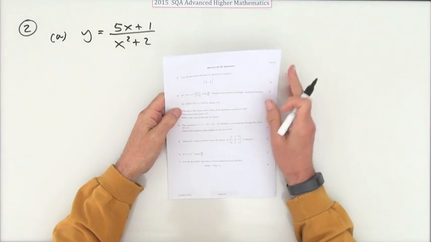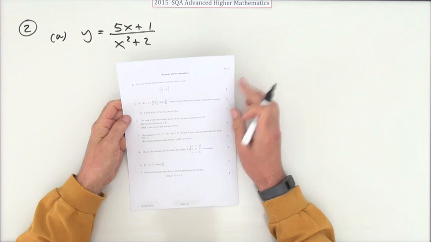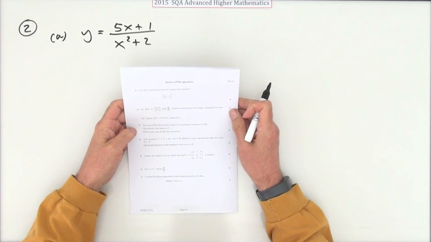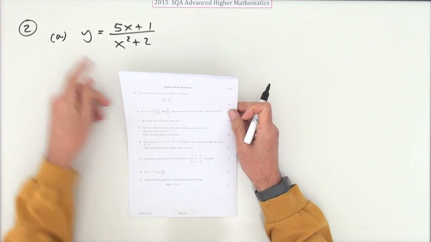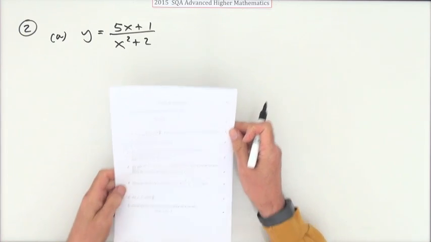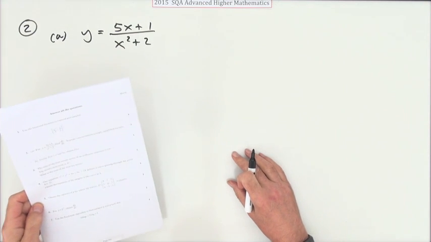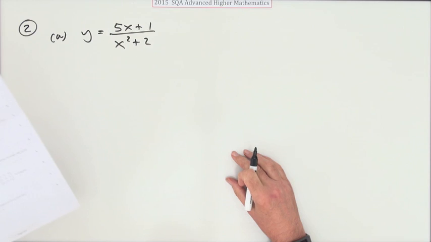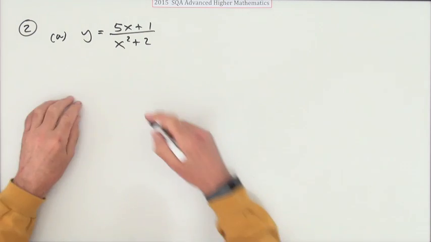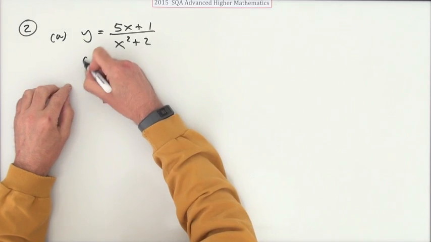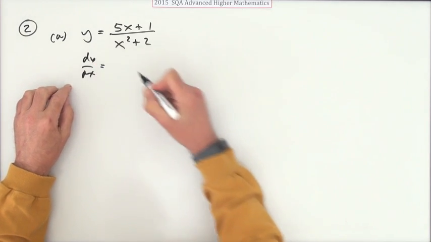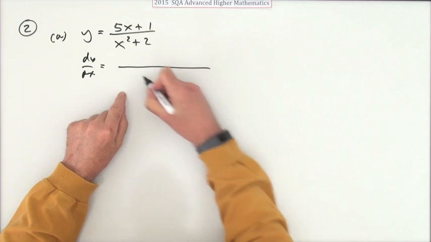Number 2 then from the 2015 Advanced Higher Maths. There you go, there's your differentiations, your product rule and quotient rule. It's kicking off with the quotient rule this time. Express your answer as a single simplified fraction. What does that mean? That's scary. So, makes it sound as if it's complicated.